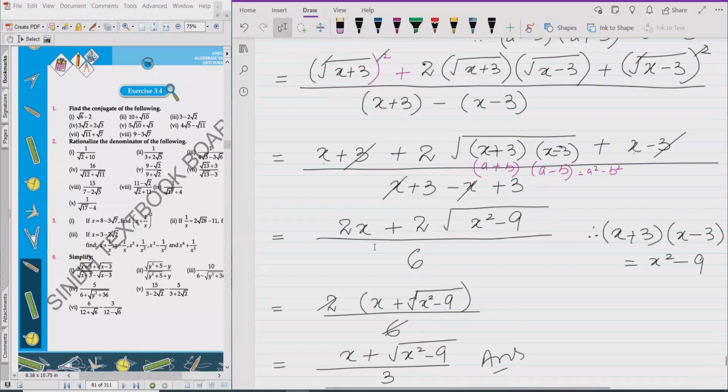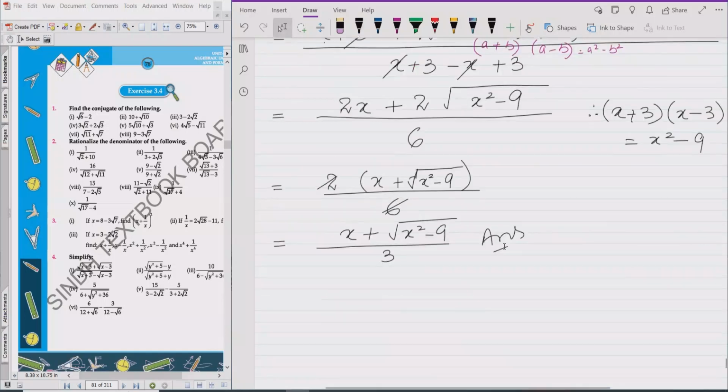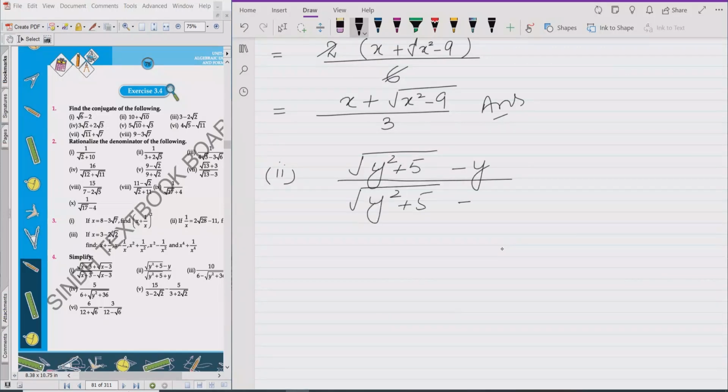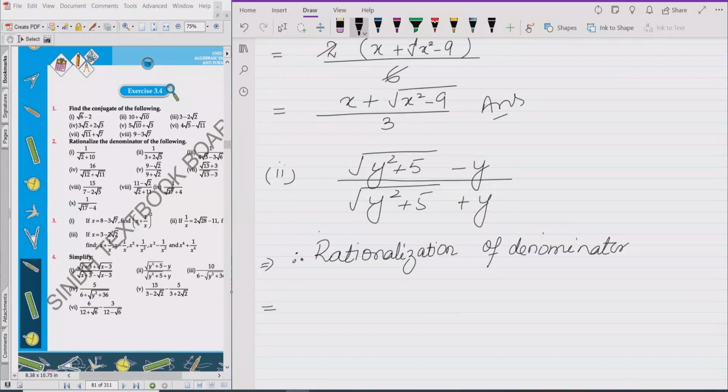Now we will solve question number 2, which is also simplify by rationalization method: (√(y²+5) − √5) over (√(y²+5) + y), right? Now we will apply the rationalization method here, right? So we write √(y²+5) upon √(y²+5), with the minus 5 and plus 5.